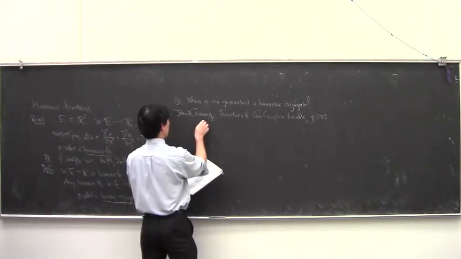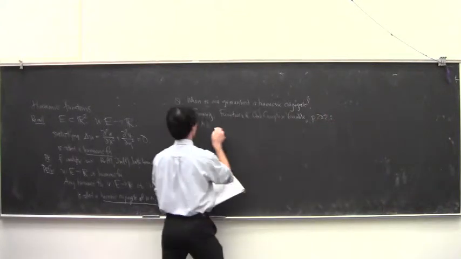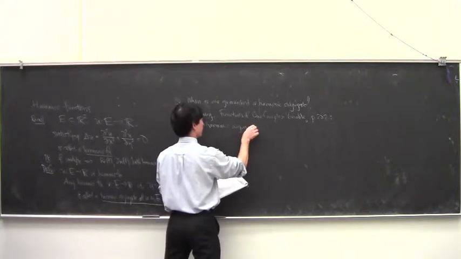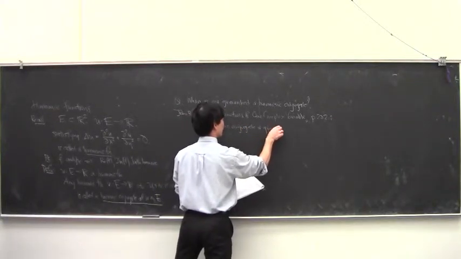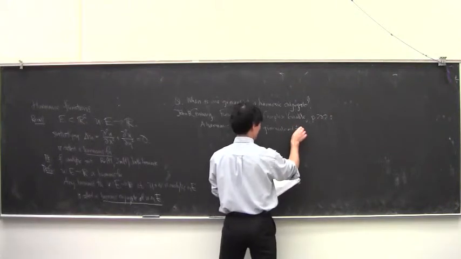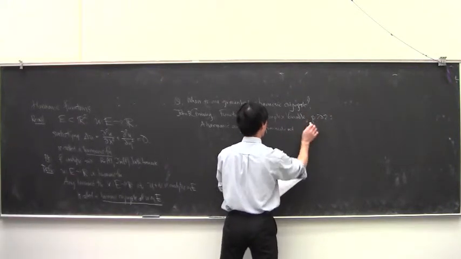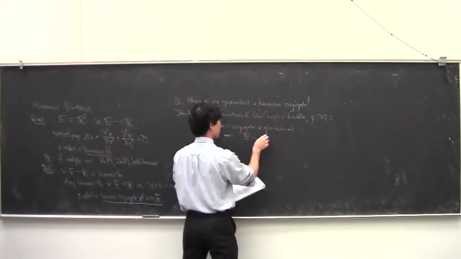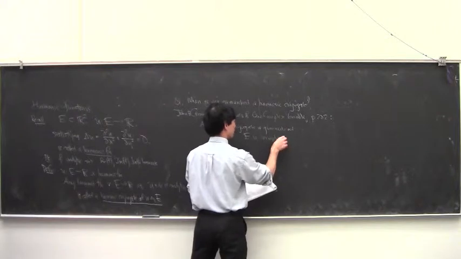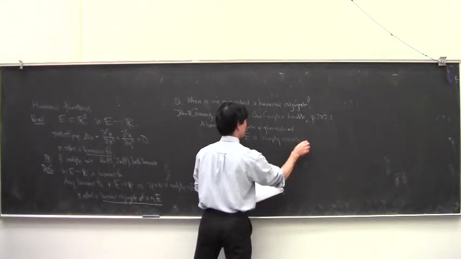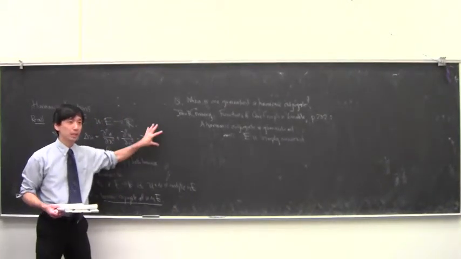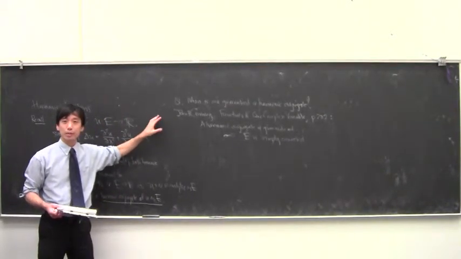That a harmonic conjugate is guaranteed for all is guaranteed if and only if the domain is simply connected. The domain is simply connected. Simply connected means, roughly speaking, that it has no holes in it.